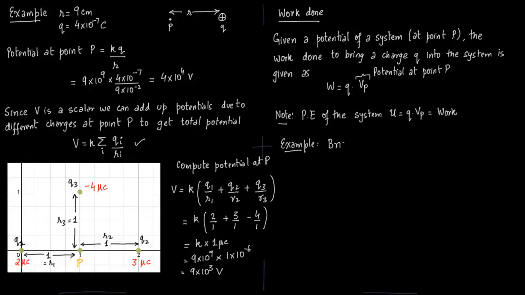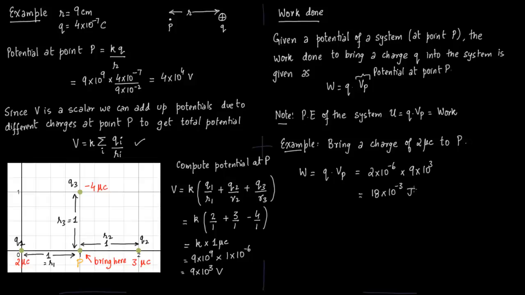So for example, in the example we have just covered, say you bring a charge to point P, and this charge is 2 microcoulombs, and the point P is exactly this point here. Now work done will be Q times the potential at the point. So 2 microcoulomb is 2 into 10 to the power of minus 6 times 9 into 10 to the power of 3. So this is equal to 18 into 10 to the power of minus 3 joules. That is the work done in bringing a 2 microcoulomb charge to point P.